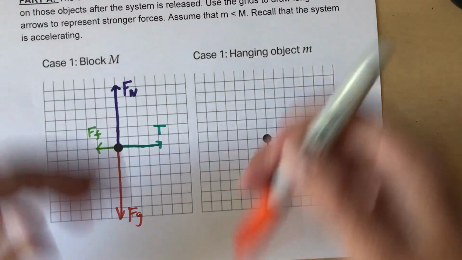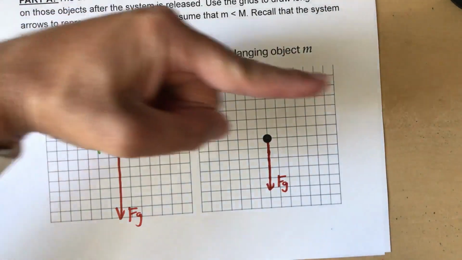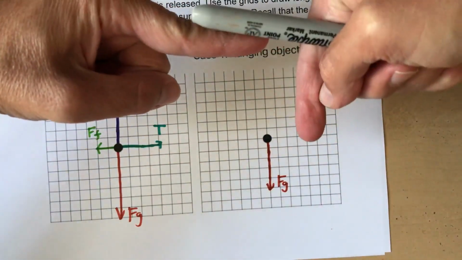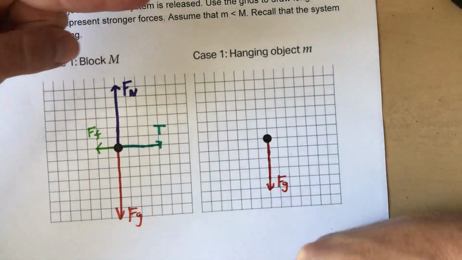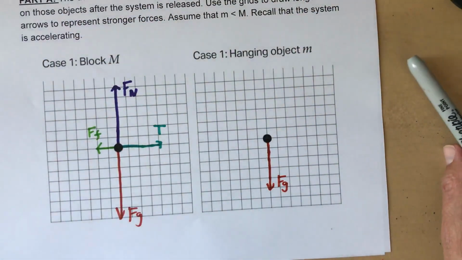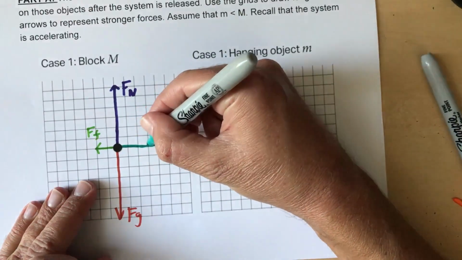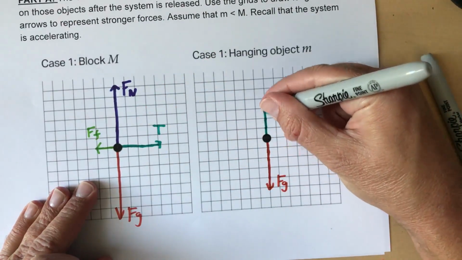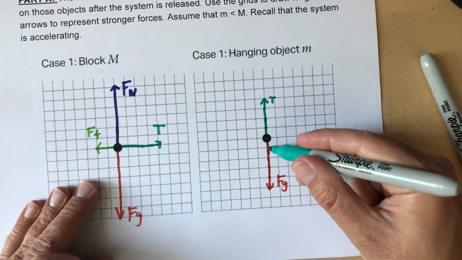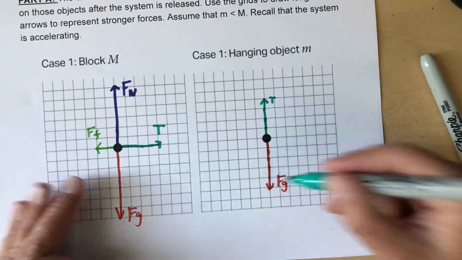And this system, it said, is accelerating. The block, big M, would accelerate forwards, but pulleys change directions. That means the little block's accelerating downwards. So we have tension back the other way. 1, 2, 3, 4. 1, 2, 3, 4. And actually, I may have to make this a little bit longer. 1, 2, 3, 4, 5. No, I did it right.